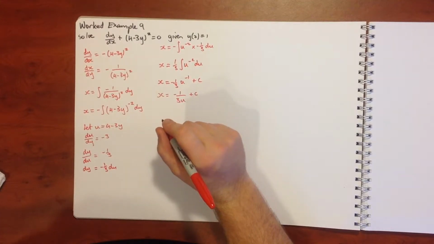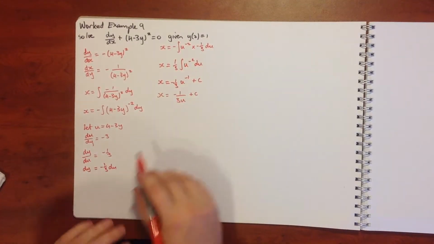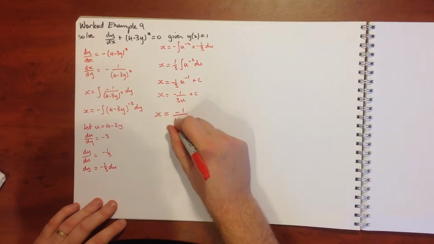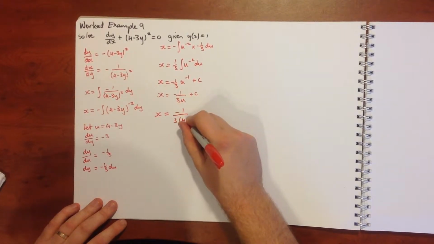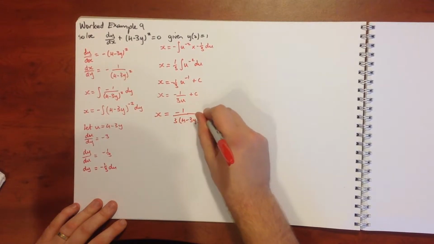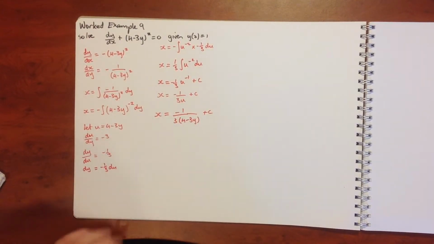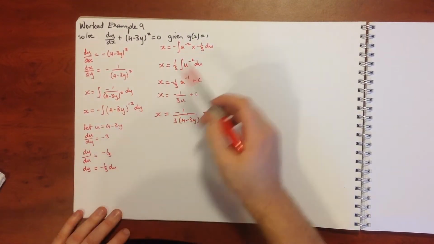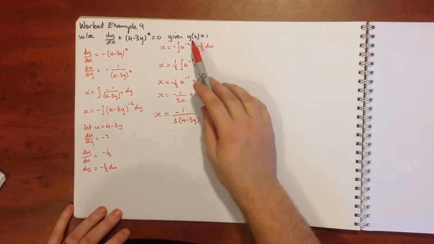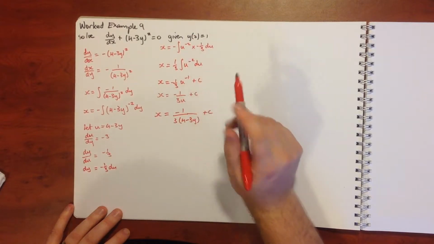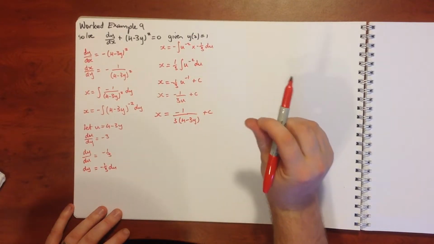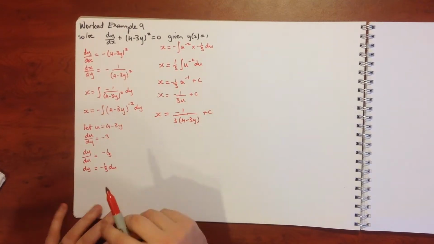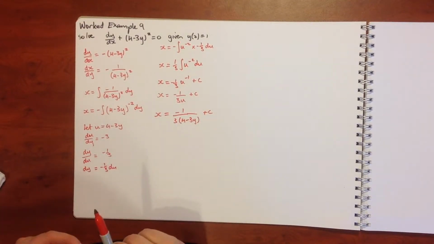We can substitute back in now for our u. So x equals minus 1 over 3 times (4 minus 3y) plus c. Now we know we've got some initial conditions here: when x is 2, y is equal to 1. So what we can do is have a look at putting those values in.